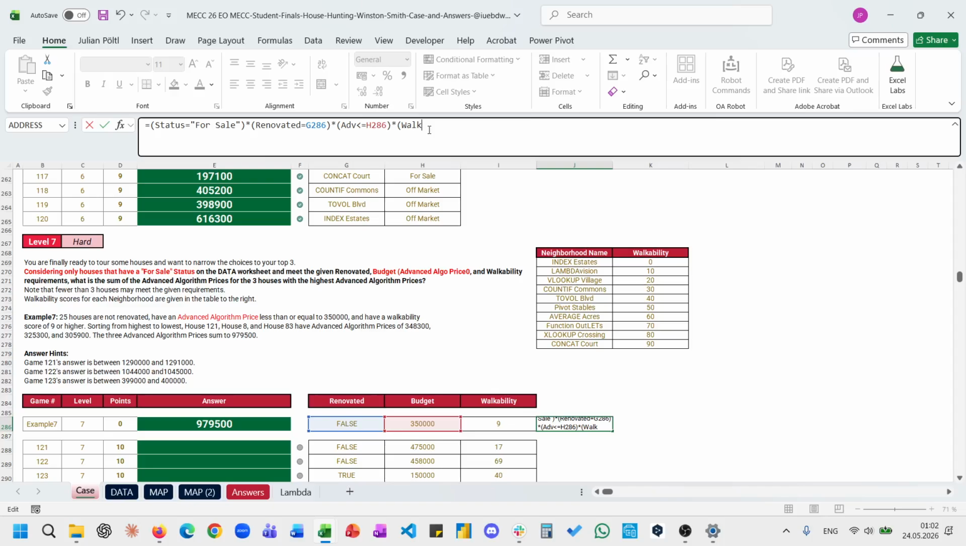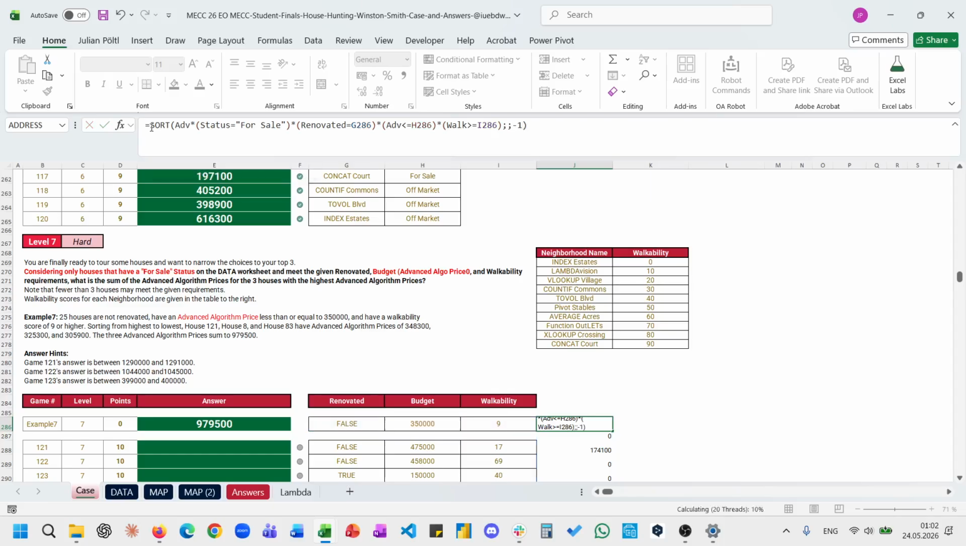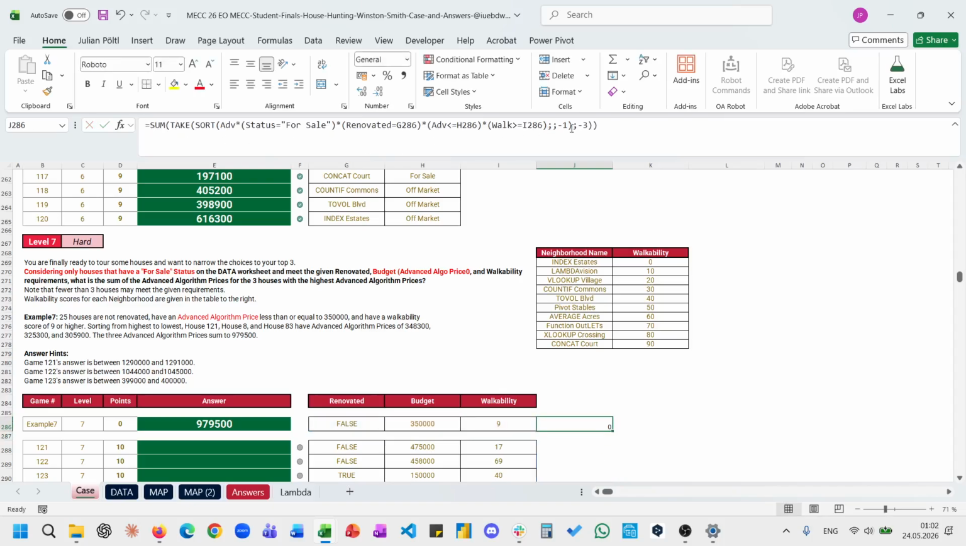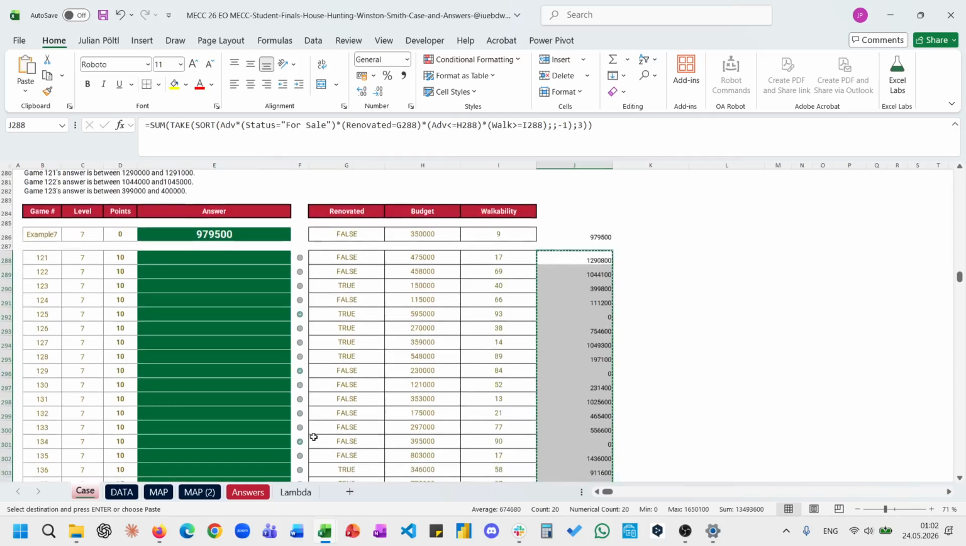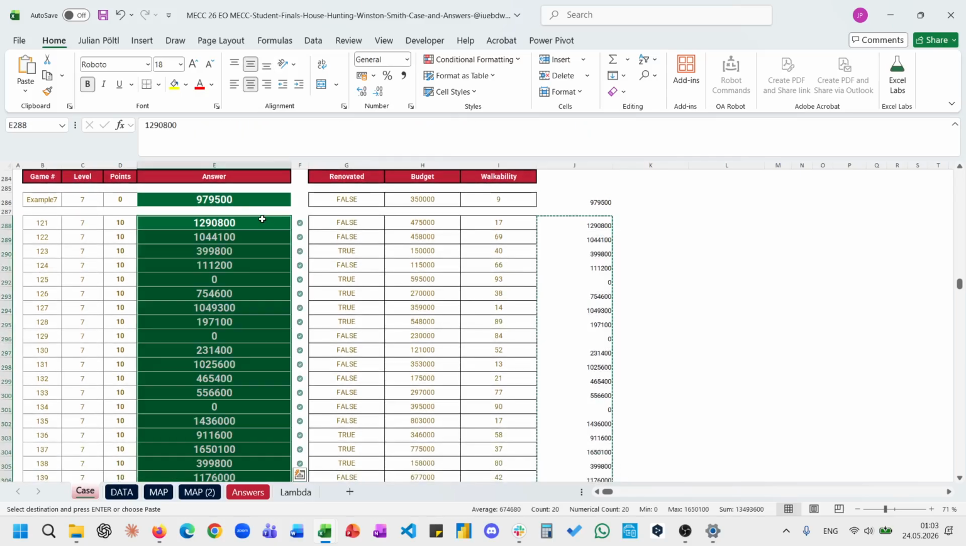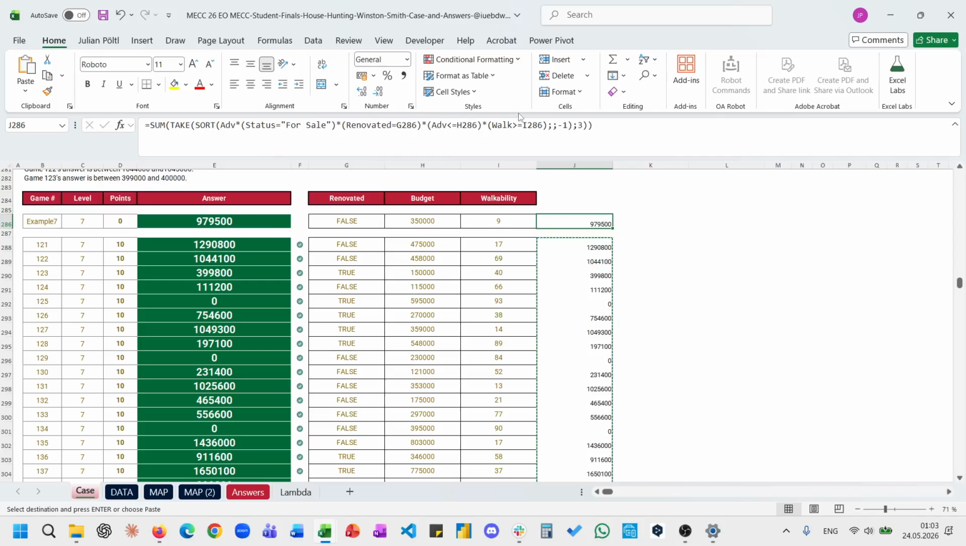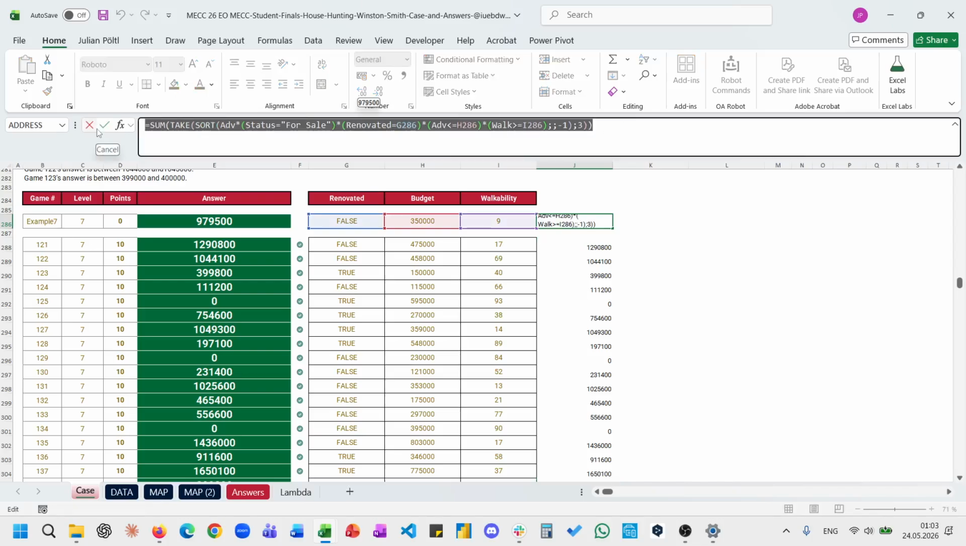Multiplied with walk, larger or equal, then the walkability score here, and then we multiply by the advanced price. We sort in decreasing order. We use sum, take 3, not -3, 3, sorry. Here we go. And we're done. So done, finish. You don't need to do everything in this formula, and that is the longest formula you need for this whole case.